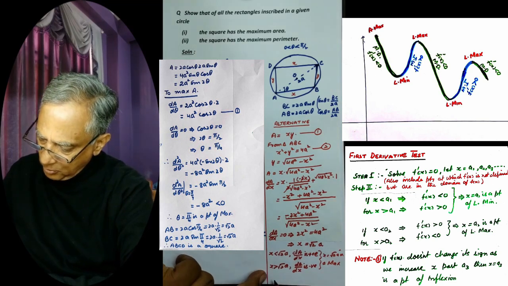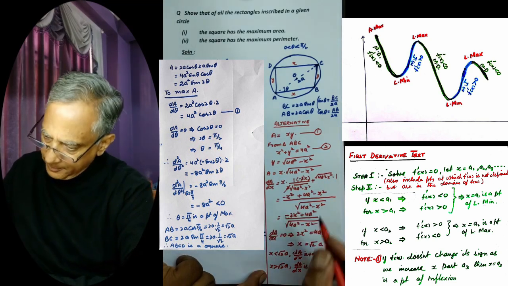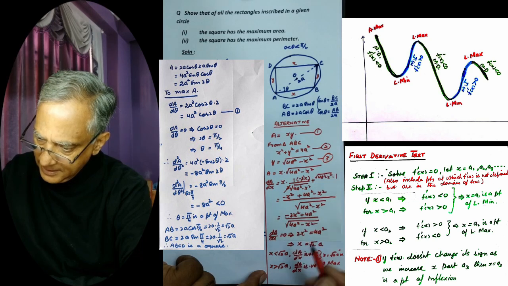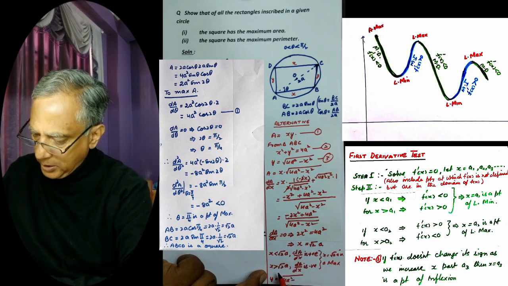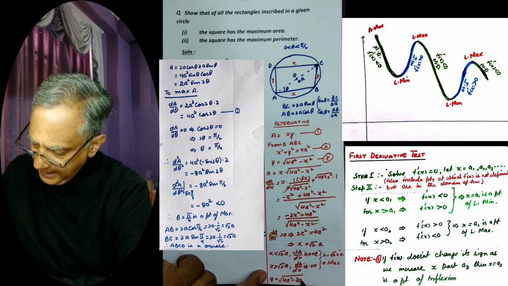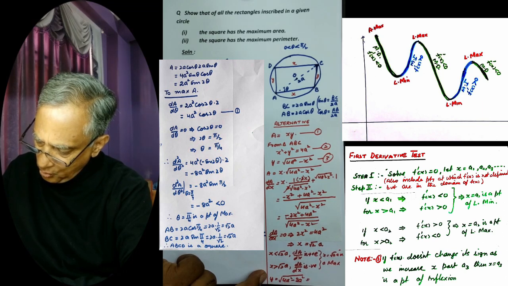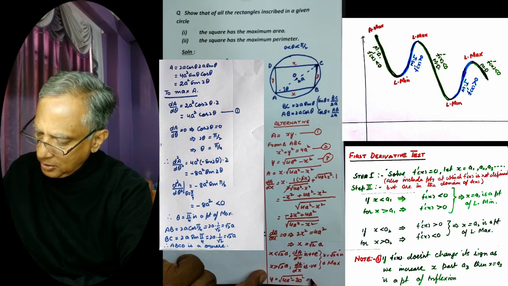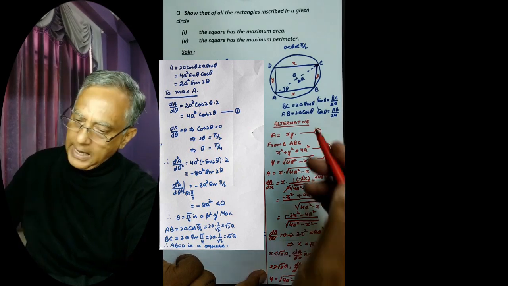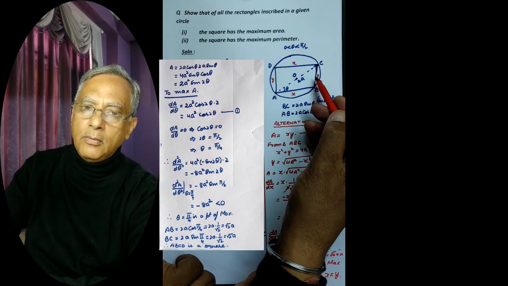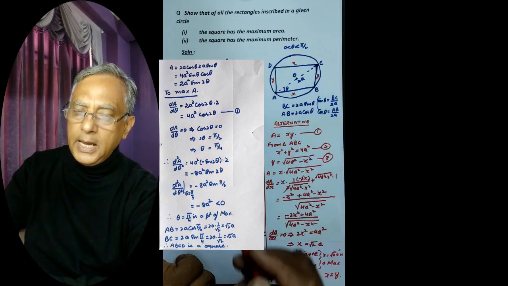And for x equal to root 2a, y will be equal to, from 3, y is equal to under root 4a square minus x square. X square will be 2a square. So this is equal to under the root 2a square, that is root 2a. Therefore x is equal to y. Therefore length is equal to breadth. Therefore it must be a square.